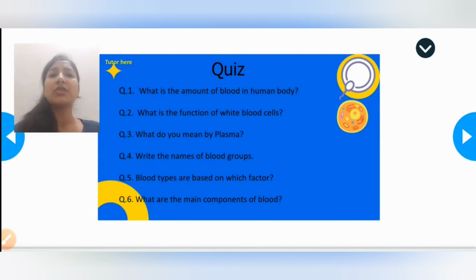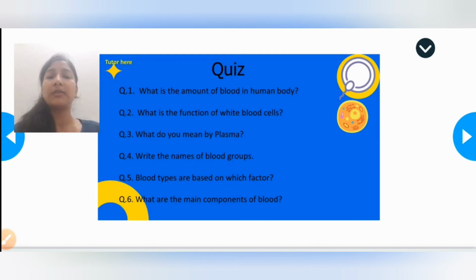So what is the function of white blood cells? White blood cells produce antibodies which help in preventing illness. What do you mean by plasma? It is a straw colored or yellow colored liquid and comprises about 55% of whole blood.